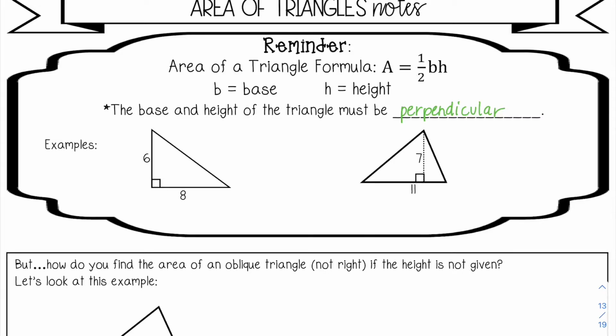So on the first example, we could say area equals 1/2 6 times 8. These are perpendicular, they form a right angle. So 24 square units. And in the second example, area equals 1/2 7 times 11. So about 38.5 square units.